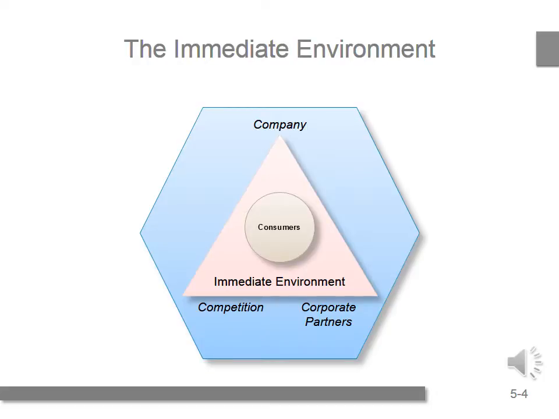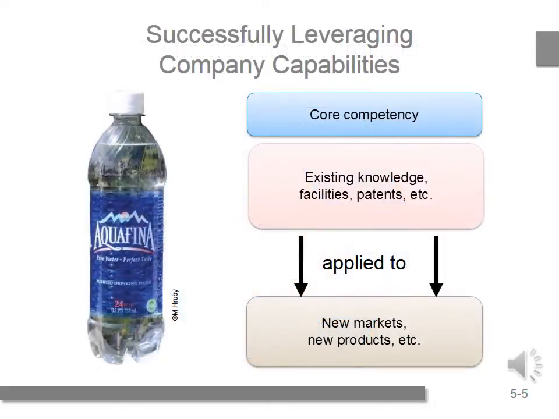The immediate environment includes the firm and its immediate influences, such as competition and corporate partners. What are Pepsi's core competencies? What do they do well? They know how to bottle beverages, distribute them to stores, and promote their brand.